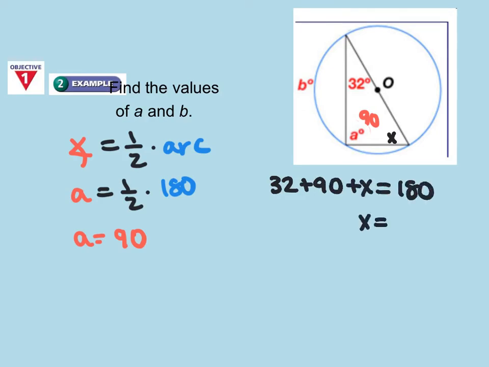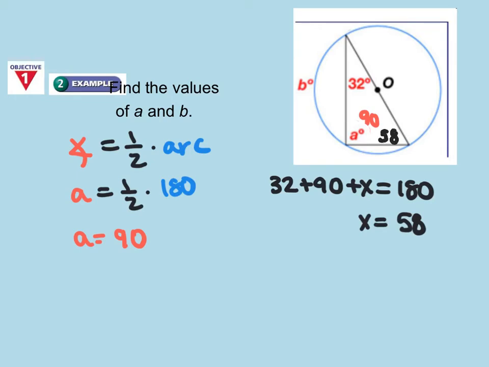And if you solve, that'll give us that x is equal to 58. So I can now label that this angle here is 58.